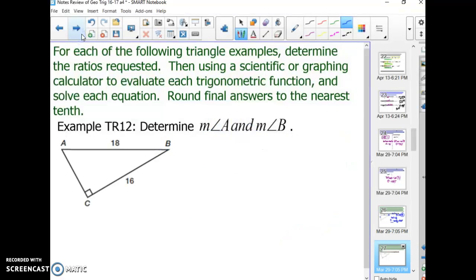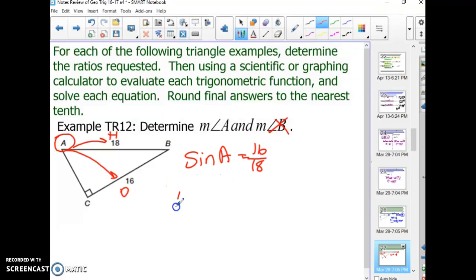So we did angle B last time, let's do angle A. For angle A, that's my opposite, and I have the hypotenuse. So what trig ratio uses that? Sine. So I have sine of angle A is equal to 16 over 18. So to solve for angle A, I've got to use the arc sine.